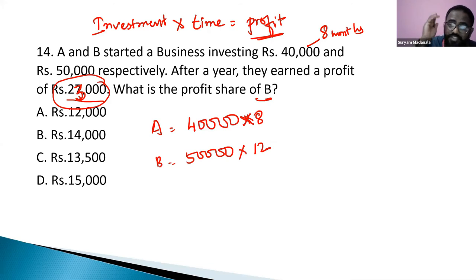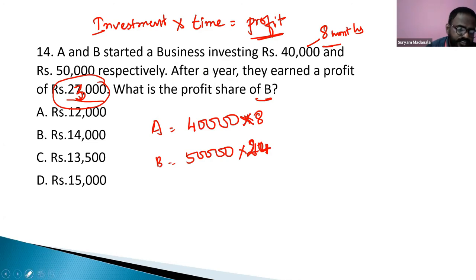Where do you get the time frame? They give the time frame. After a year means B has invested for 12 months. If they say after 2 years, that means A has stopped investing. If they say 2 years, then we take 24 months. If they say 1 year, you multiply it with 12. If they say 2 years, you multiply it with 24. Okay? Now let us calculate for 1 year only.